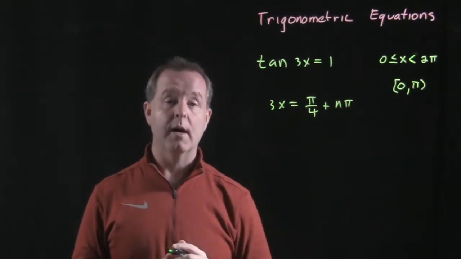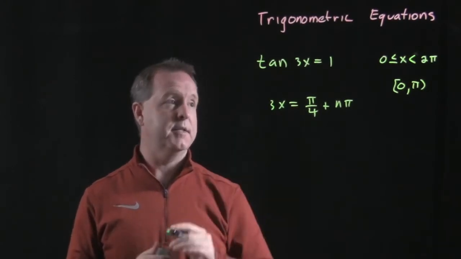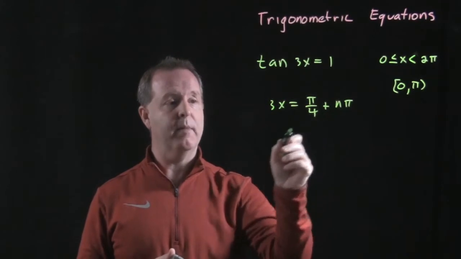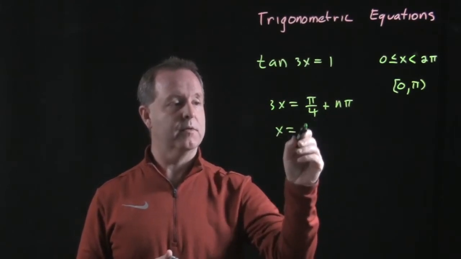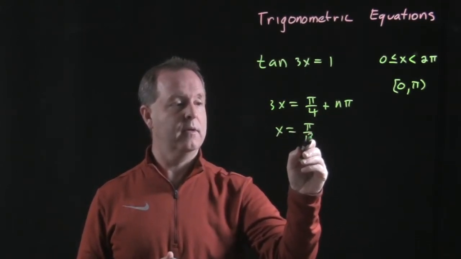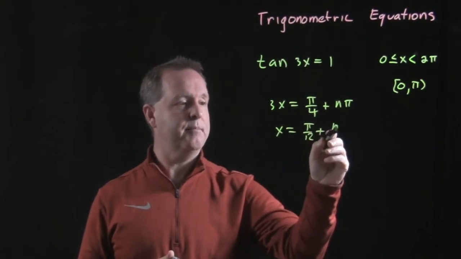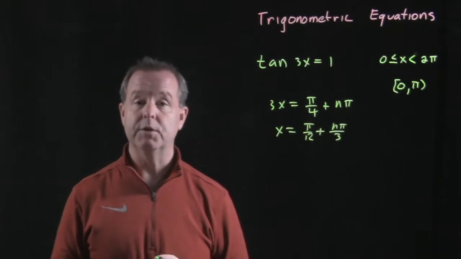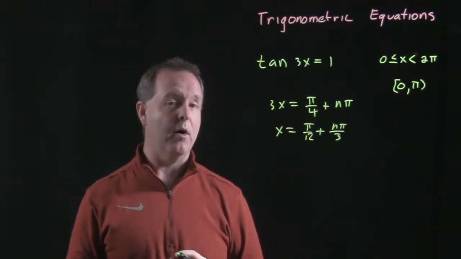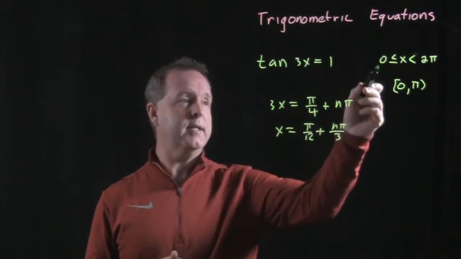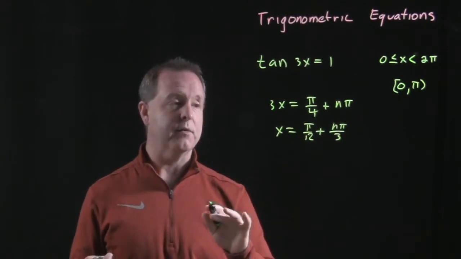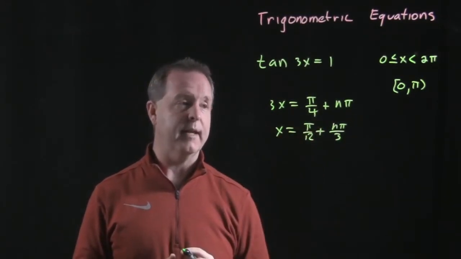From there, we'll want to solve for x to get x by itself, since that's our primary goal. So divide everything through by 3. So x equals pi divided by 12 plus n pi over 3. So there's my solution for x. I would like to find all the values of x between 0 and 2 pi. So let's begin by plugging in various integer values of n.